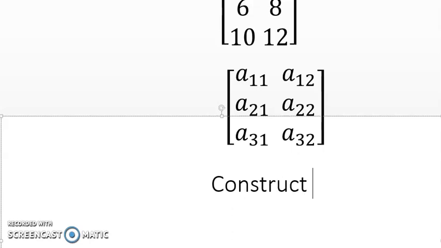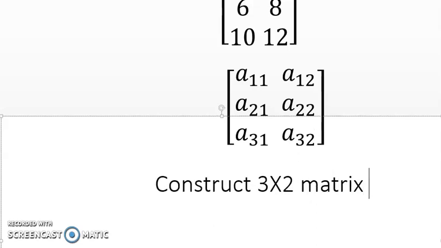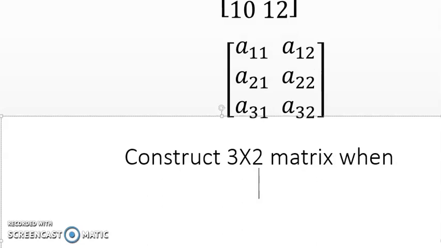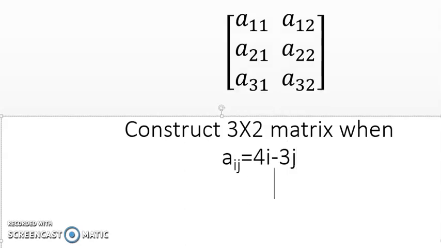Construct a 3x2 matrix when Aij equals 4i minus 3j. So now let's see here.